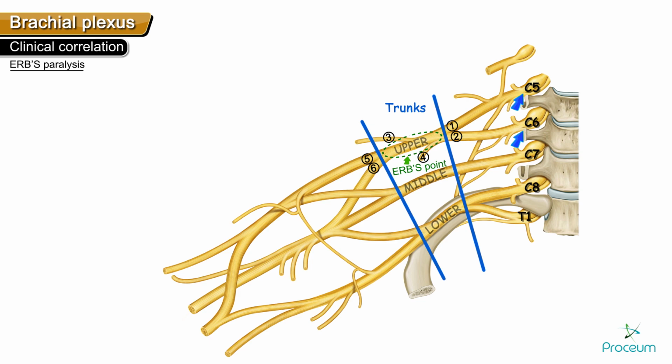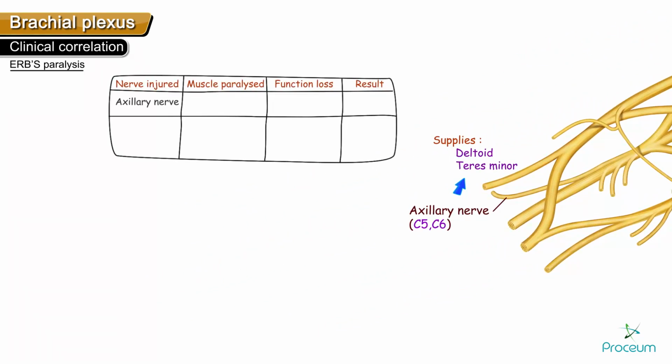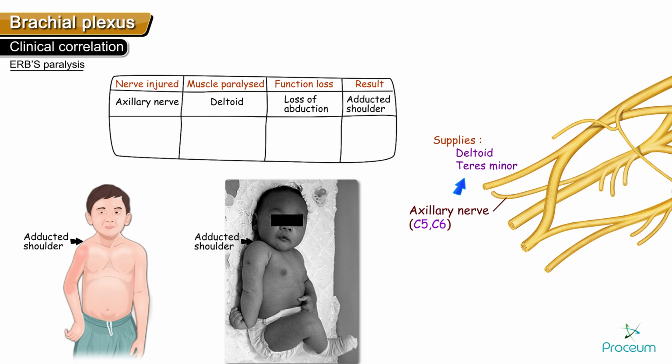Thus, in Erb's paralysis, the suprascapular nerve that is supplying supraspinatus gets affected. Axillary nerve, which has a root value of C5, C6, will be affected. Axillary nerve supplies deltoid and teres minor. Thus, when the C5 and C6 roots are affected, even the action of deltoid is lost. There is loss of abduction of the shoulder. So, when there is loss of action of deltoid, there is an adducted shoulder.